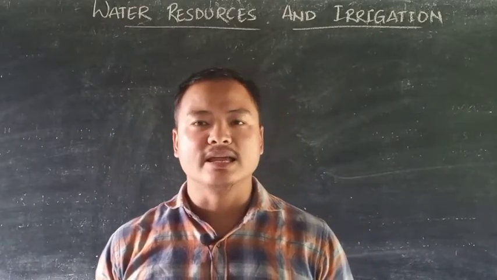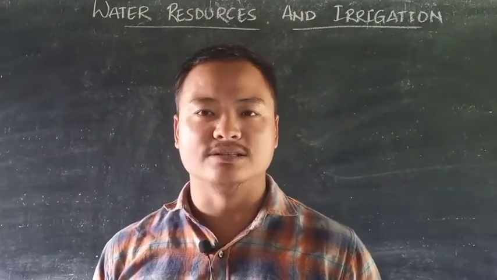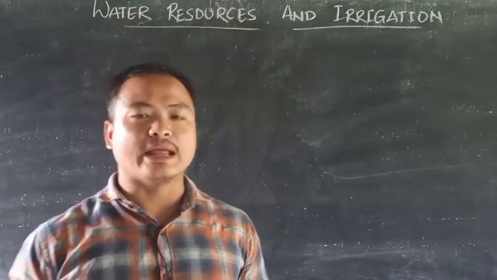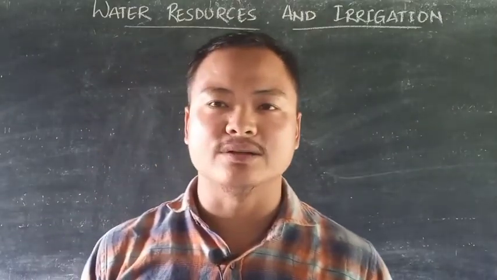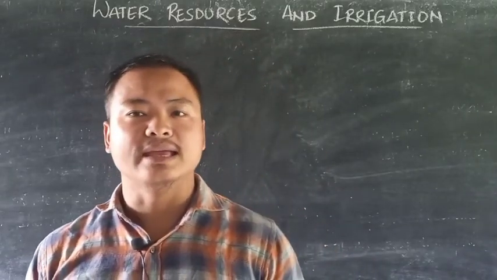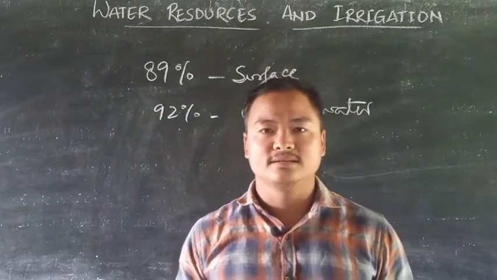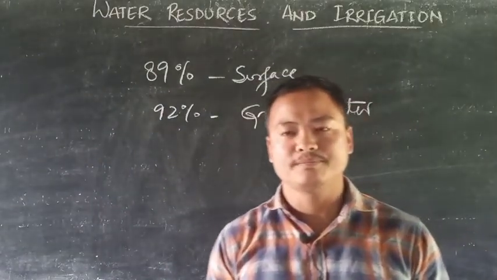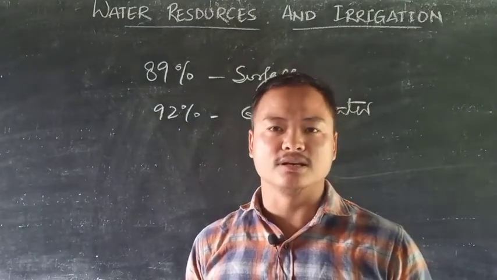Here, if we look at agriculture and water utilization, we find that about 89% of surface water and almost 92% of groundwater is utilized by agricultural activity. So this totally states that, being an agrarian economy, the demand for water is high in the agricultural sector.